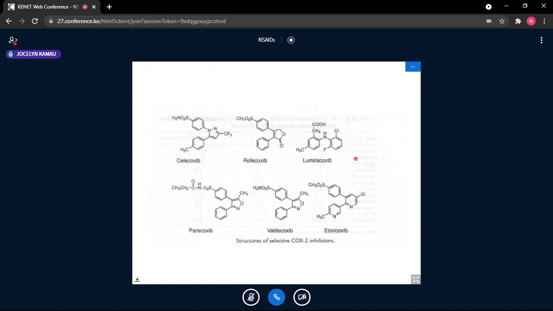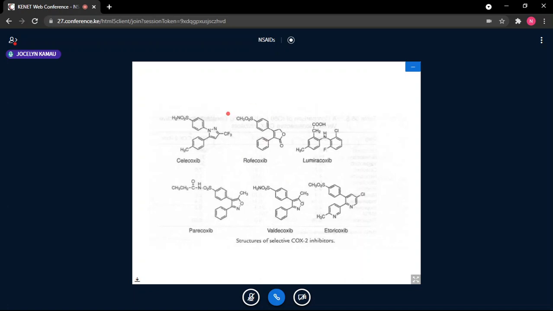lumiracoxib is a little bit different from the others. It has some structural similarity with the acetic acid non-steroidal anti-inflammatories. But if you look at all these others, you will see that the difference in them is the heterocyclic ring. That ring, that's a pyrazole ring, that's a furan ring, that is an isoxazole ring, also still an isoxazole ring, and then here you have the pyridine ring. So you can see, with the exception of lumiracoxib, they have also structural similarities.